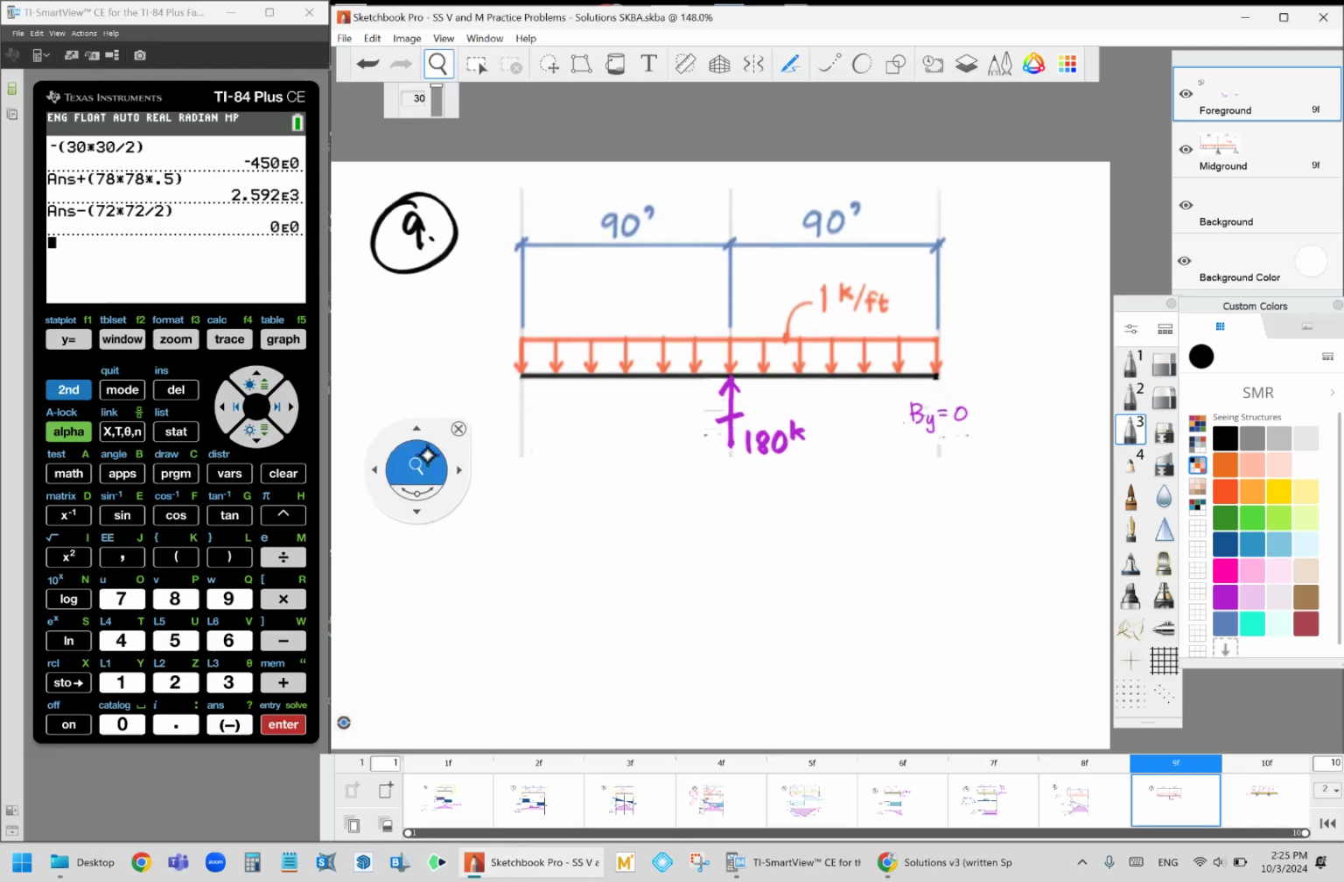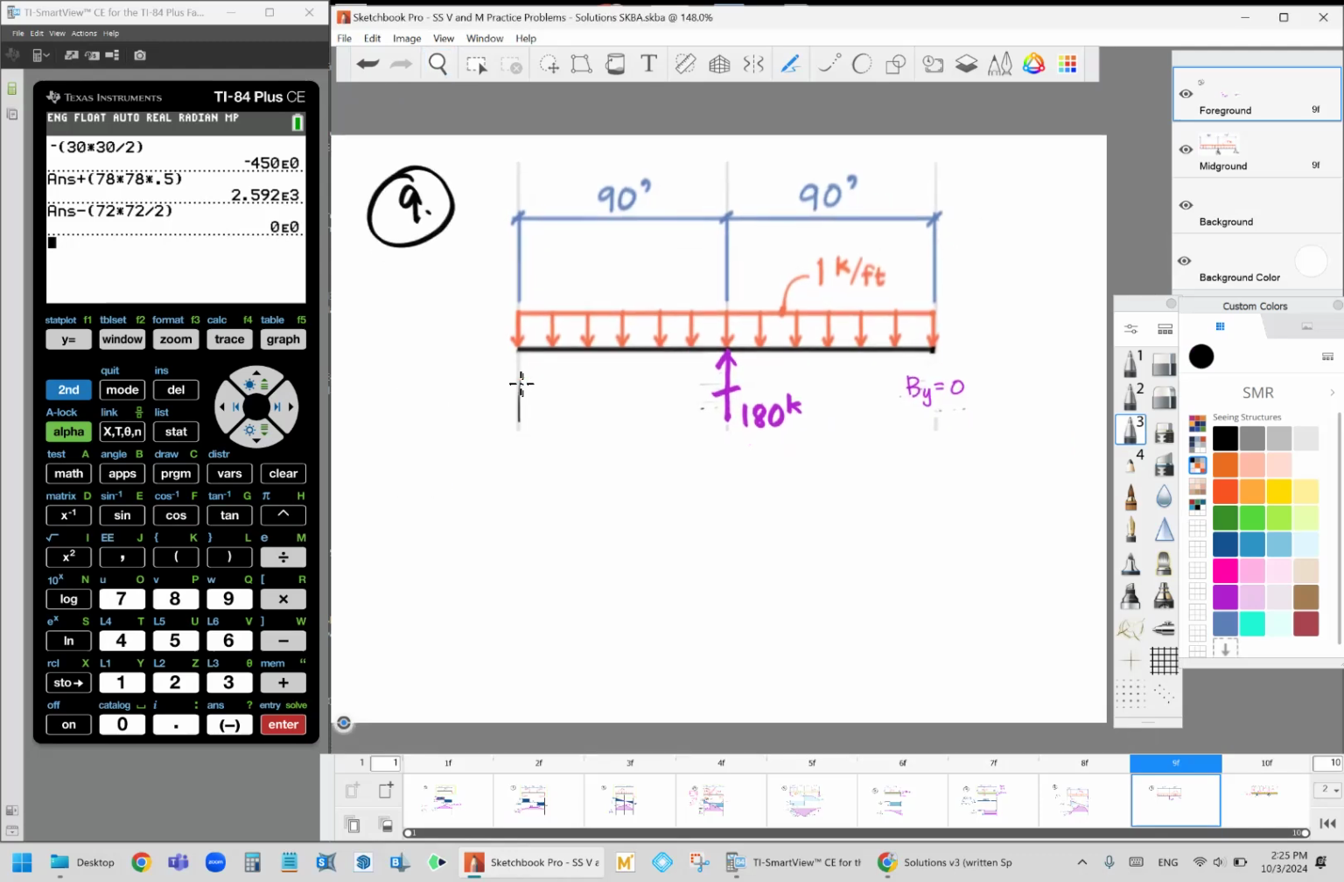We're ready for shear and moment. Do some lines. This one's so similar to the prior one that I'm going to go through this pretty quickly.